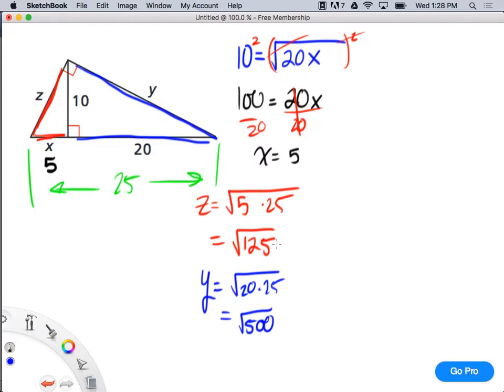How come the 10 was squared? 10 equals the square root of 20 times x, right? So I have to square both sides in order to get rid of the square root of x. Good. Any more questions? No?